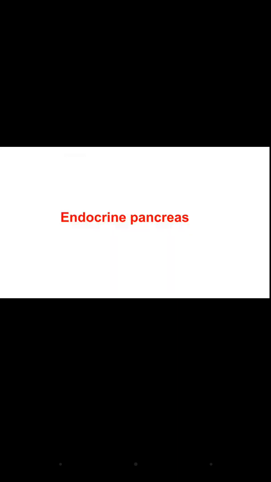Now, endocrine pancreas. In the endocrine pancreas we discussed that it is an endocrine gland. It secretes 4 hormones. So we will discuss these hormones in detail.